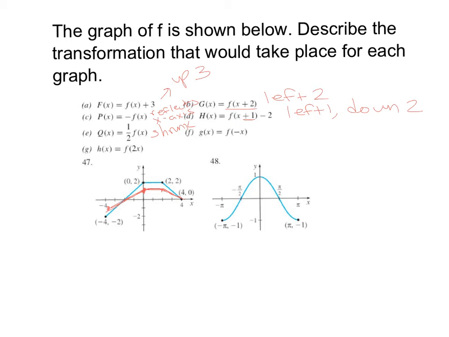F of -x, that's a reflection across the y-axis, right? Because all your positive x's are going to the negative side. So like this is a cosine in 48, it wouldn't do anything because it's an even function. So if you flipped it around the y-axis, nothing would happen.